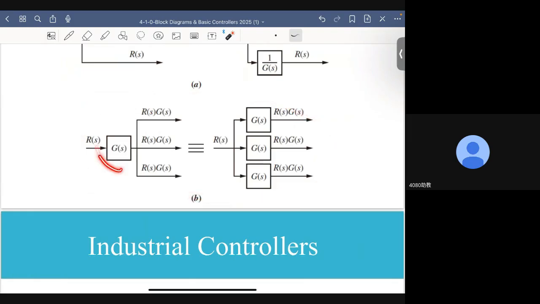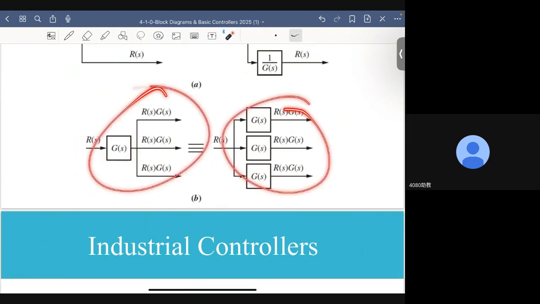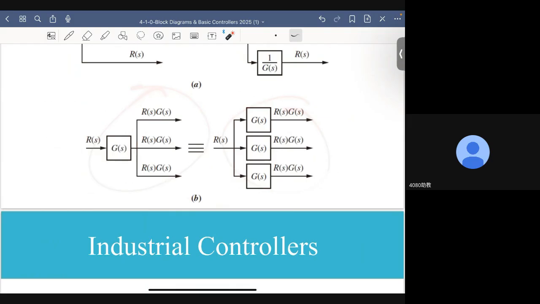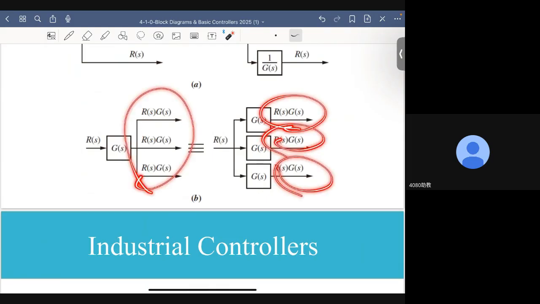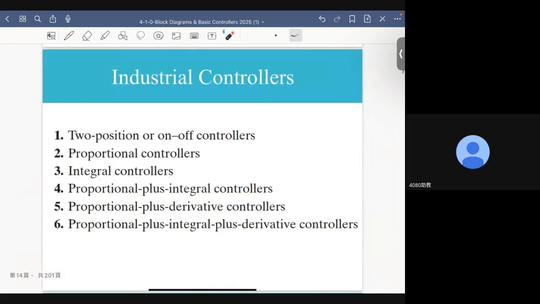The transfer function G can be either here or can be placed here, here, here. In any event, the output of these two systems are essentially the same. They are the sum of RG, I'm sorry, this should be the sum of 3RG, all right? That's it.